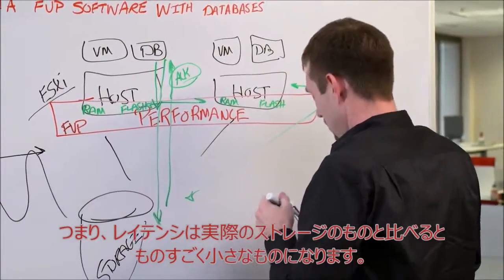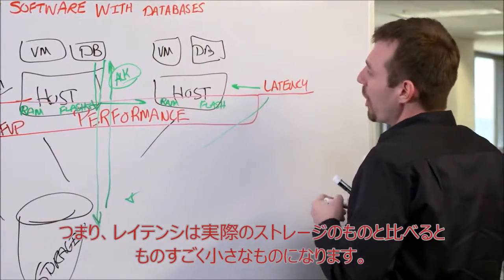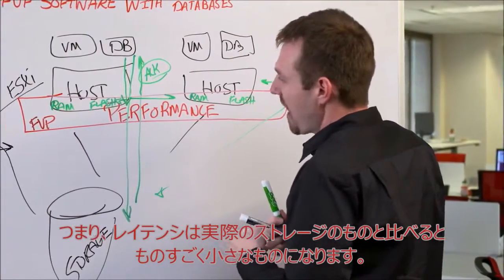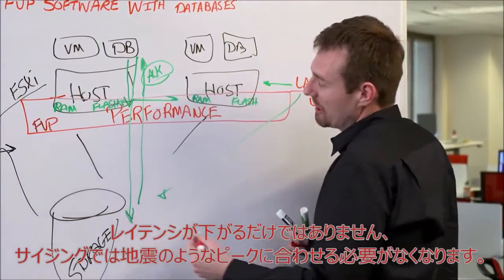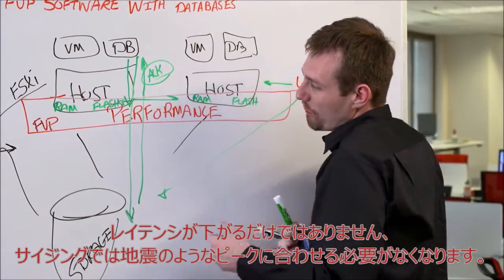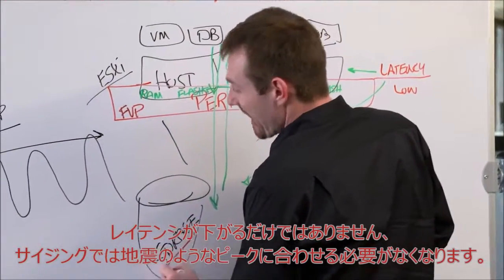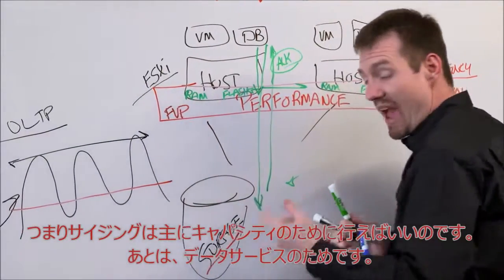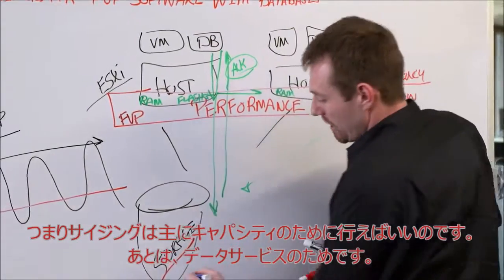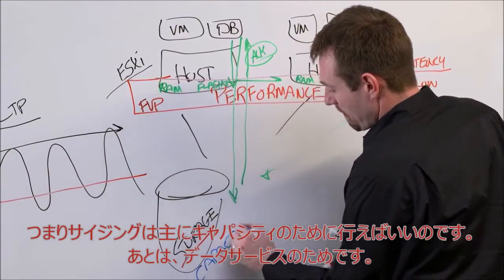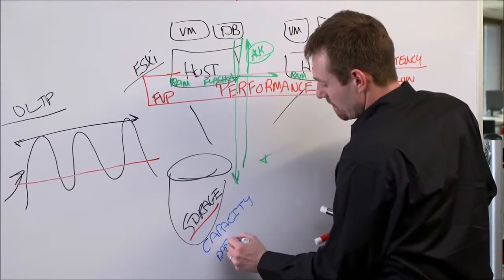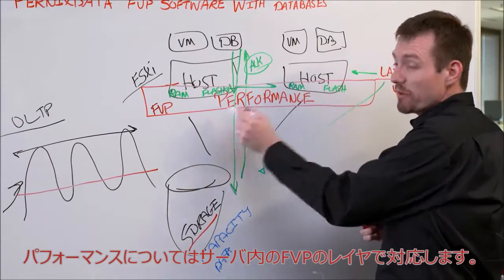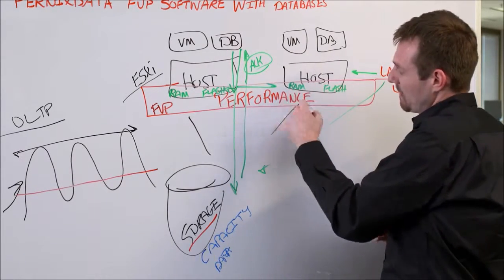So what this means now is that this latency is ultra low, rather than the latency of the actual storage array. And so not only have we cut this latency by orders of magnitude, but we're also no longer sizing our storage backend for these actual peaks. We can size it for more steady state. And not only that, we can size it primarily for capacity and data services. Because again, we're going to handle performance at the FVP layer here, in the host.